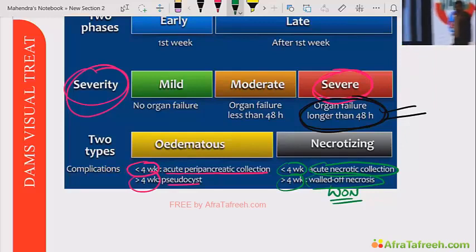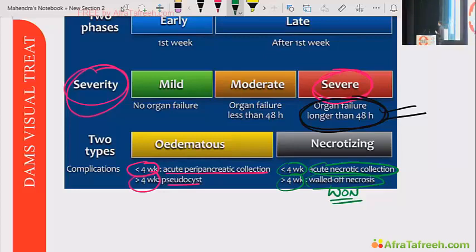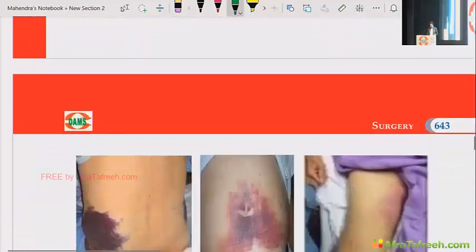If it is sterile, then be it necrosis, be it collection, be it pseudocyst, you don't have to drain. Mostly it will resolve on its own. If these things are infected, then only you need to do some kind of drainage. Otherwise, drainage is not required. You manage the patient conservatively.